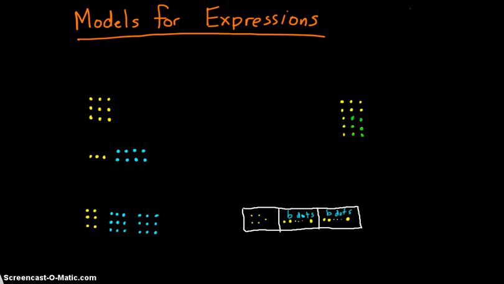Models for expressions. In previous screencasts, we've discussed expressions. In this screencast, we'll talk about how the book shows expressions being modeled. There's two methods. The first one shows dots, like these three and that one, and the second one has dots within boxes, and that one includes variables.